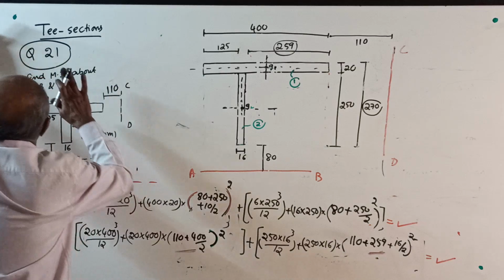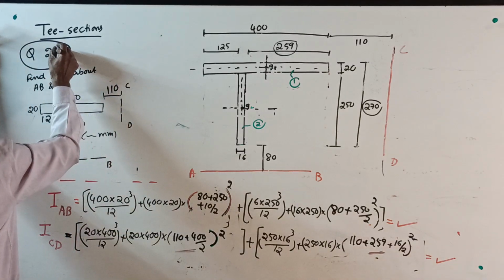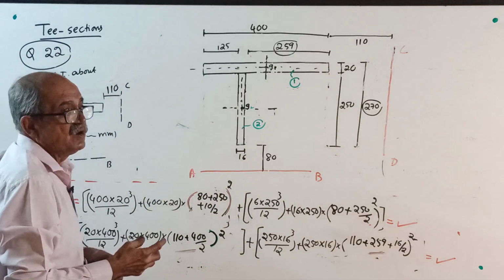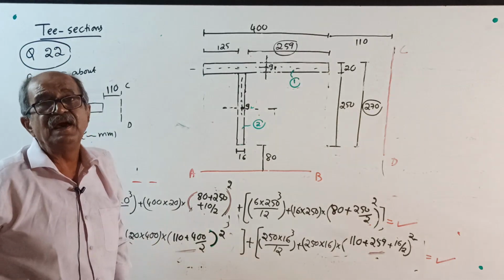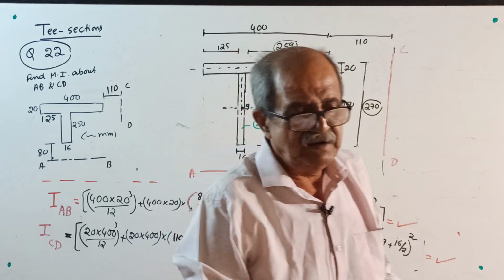Okay, now question number 22. I will write and explain. Once again, the centroidal axis is there, but the symmetrical T section is most important.